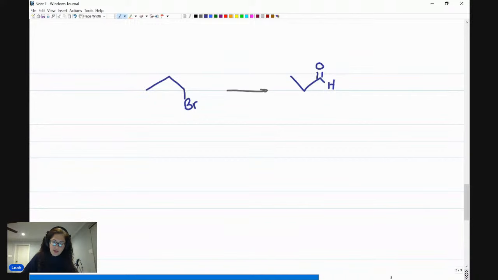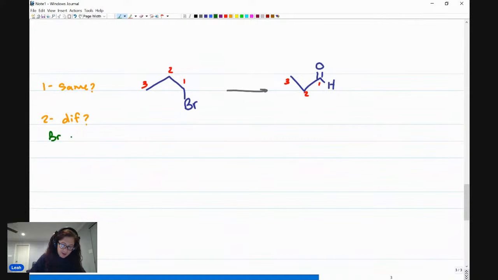So let's start with the two questions. Question number one, what is the same? And question number two, what is different? We'll start with the number of carbons, where I'll make carbon 1 the side of the molecule that has the functional group. In this case, it is bromine. Again, it's not a functional group, it's a substituent, but I'm calling it functional group for simplicity. And the same thing here. So I have the same number of carbons, but the difference between my reactant and my product is that the bromine is somehow turning into an aldehyde.